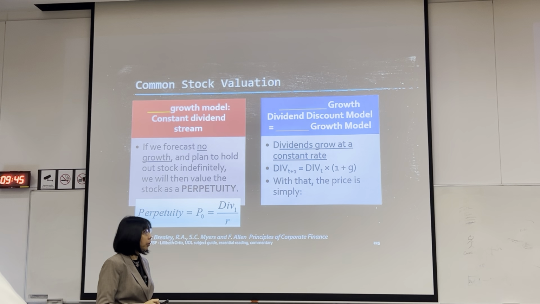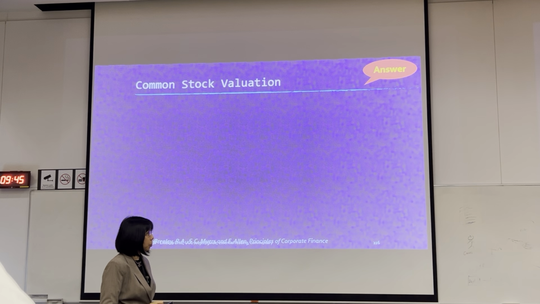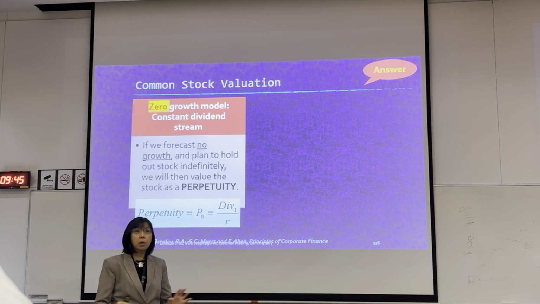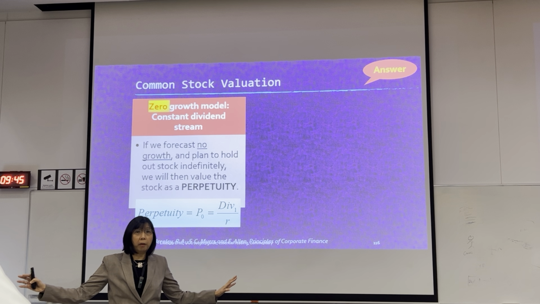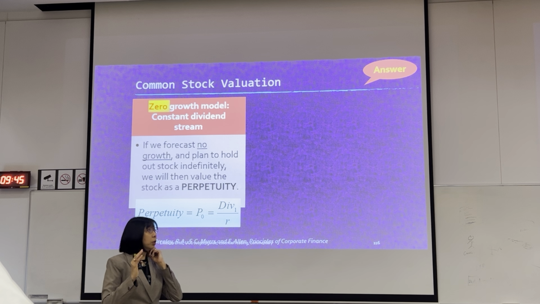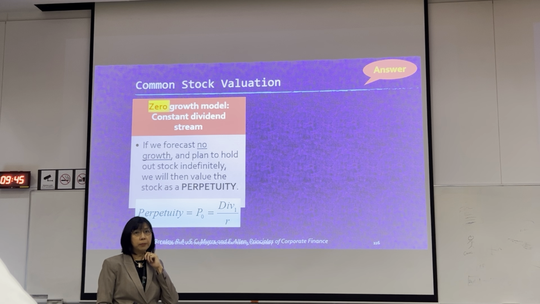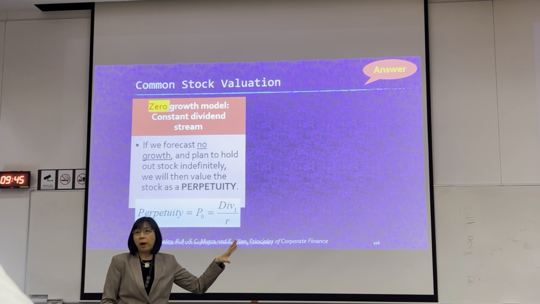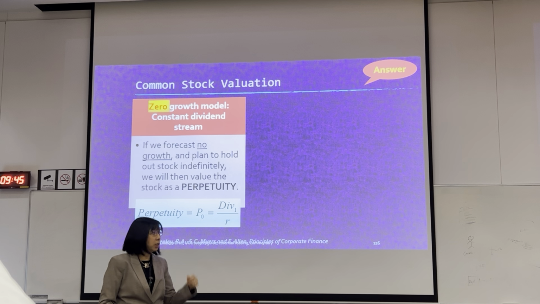Now the other, let me just show it to you. So this is the zero growth model, right? Zero growth because constant dividends forever, same amount. You consider it as a perpetuity. Okay? So that's a quick and easy way to value a stock that pays the same amount forever. You just divide it by the discount rate.